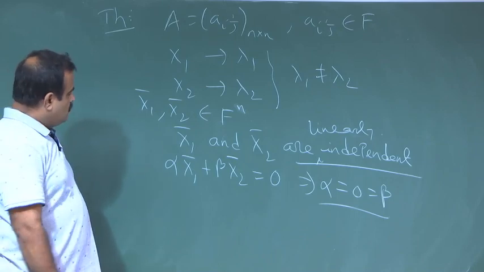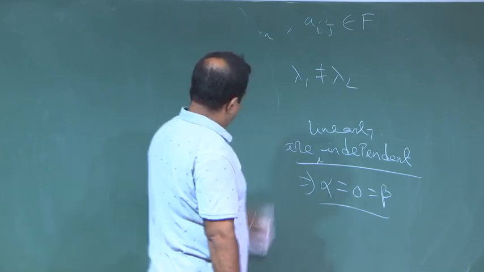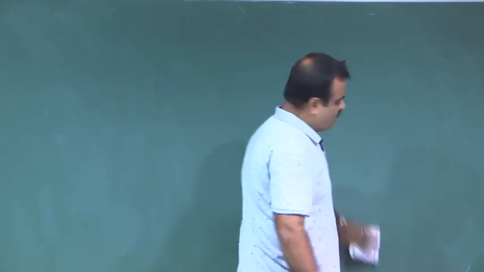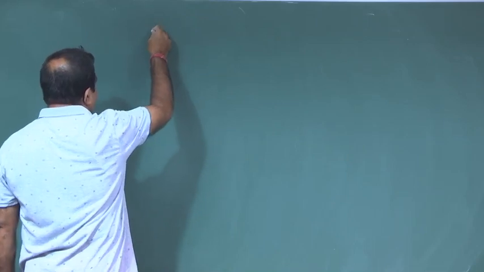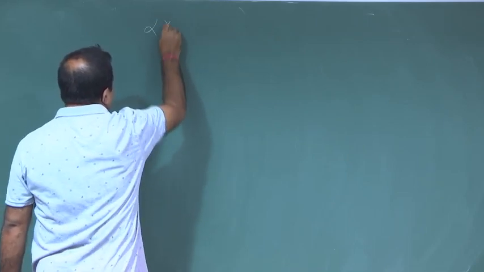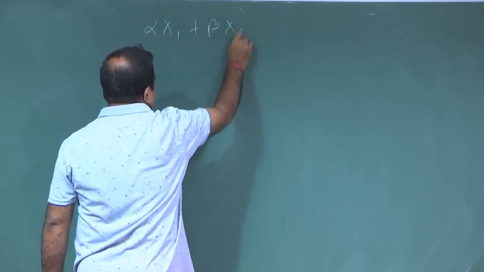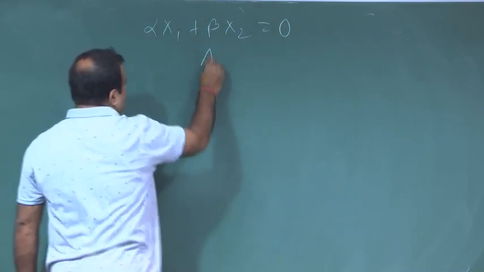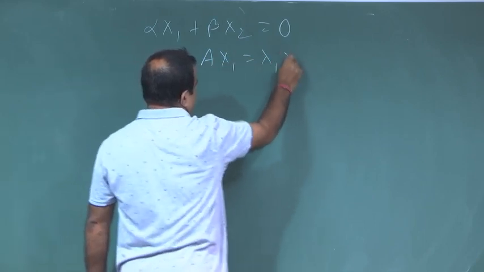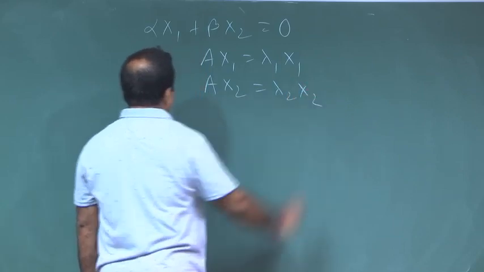Okay. You can take it column wise also, it does not matter. Now, to prove this is a linearly independent set of vectors, what do we do? We take, in column form, alpha x 1 plus beta x 2, and we take this equal to 0, a column vector. Now, we know that A x 1 equals lambda 1 x 1, and A x 2 equals lambda 2 x 2.